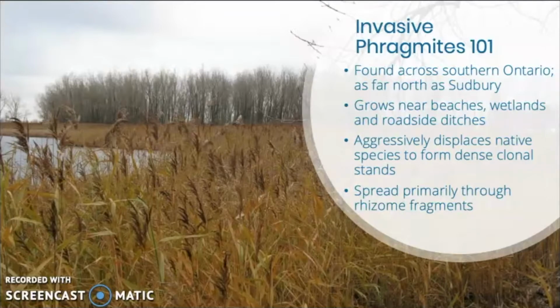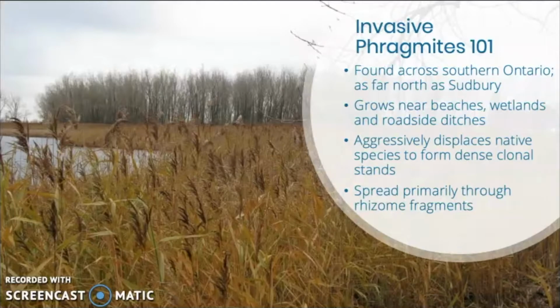So now just a little bit about invasive Phragmites. Invasive Phragmites has been named Canada's worst invasive species by Agriculture and Agri-Foods Canada. It's a perennial grass that's found across southern Ontario and the Land Between, and as far north as Sudbury. It's most commonly found growing on beaches or in or near wetlands and roadside ditches. And it tends to invade more disturbed areas like the sides of roads first, and then invade less disturbed areas once it's established itself in a more disturbed area.